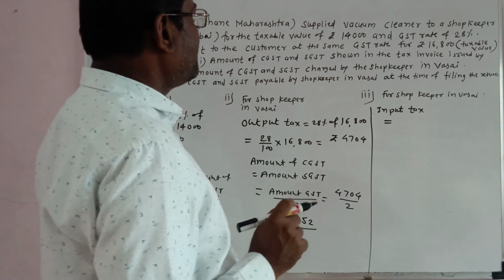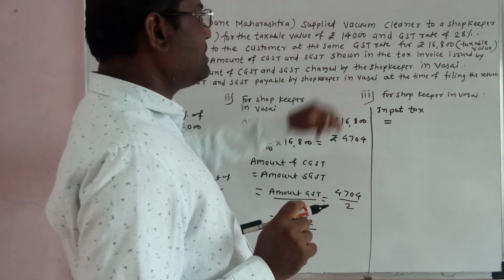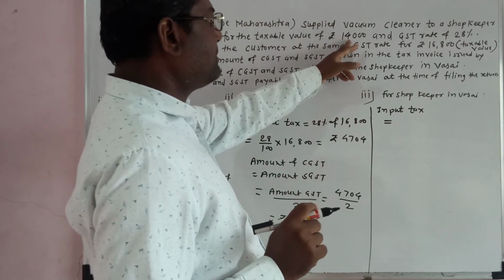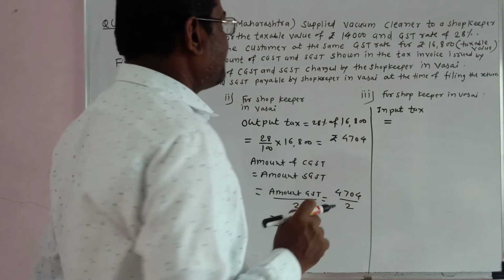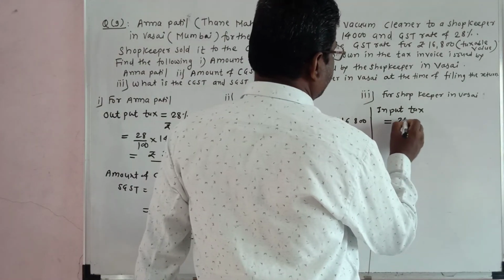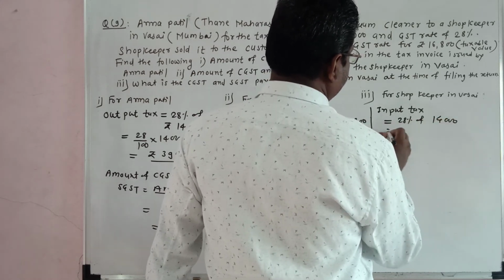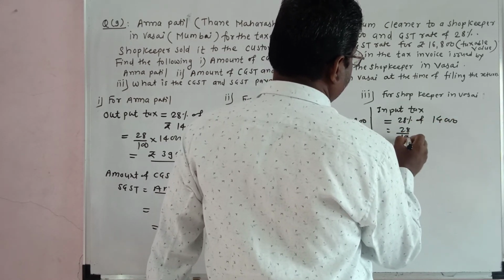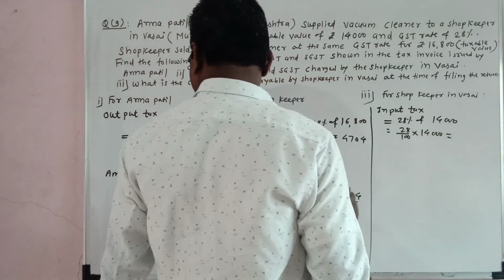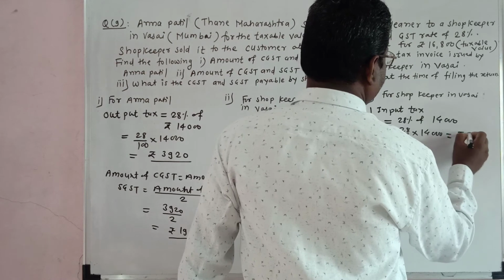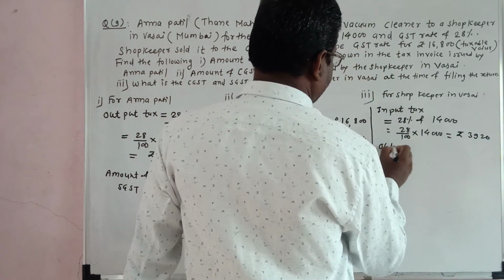He purchased a vacuum cleaner at the price of rupees 14,000. Therefore, tax 28% on 14,000 is the input tax. That is 28% of 14,000, so 28 upon 100 into 14,000. That value is rupees 3920. And now the output tax.